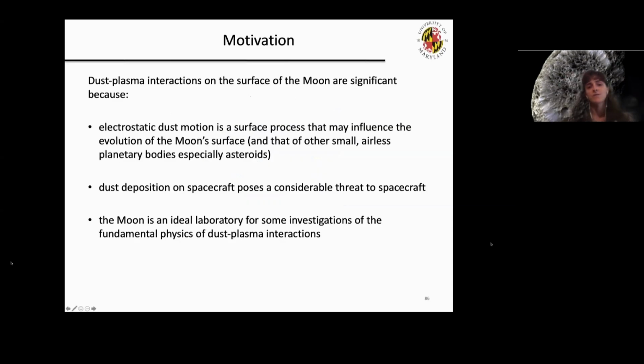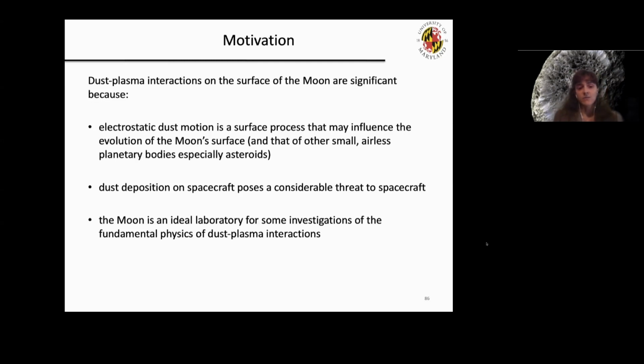Okay, so in terms of motivation for understanding dust-plasma interactions on the lunar surface, there's really three stakeholders that we think of. So first, electrostatic dust motion is a process that may influence the evolution of the moon's surface, as well as the surface of other small airless bodies. So this is really a planetary science objective. We'd like to understand how bodies in the solar system evolve and if this phenomena occurs on other bodies.